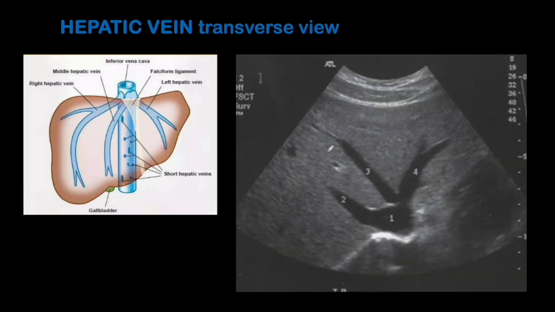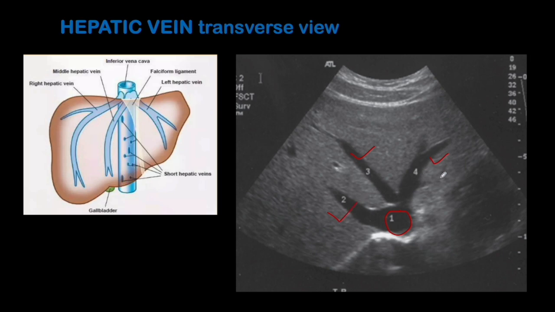This is the ultrasonographic image of the liver showing 3 different hepatic veins. This entire homogeneous structure is liver. This structure here is inferior vena cava. It has 3 tributaries from liver. This is the left hepatic vein, this is middle hepatic vein, and this is right hepatic vein.